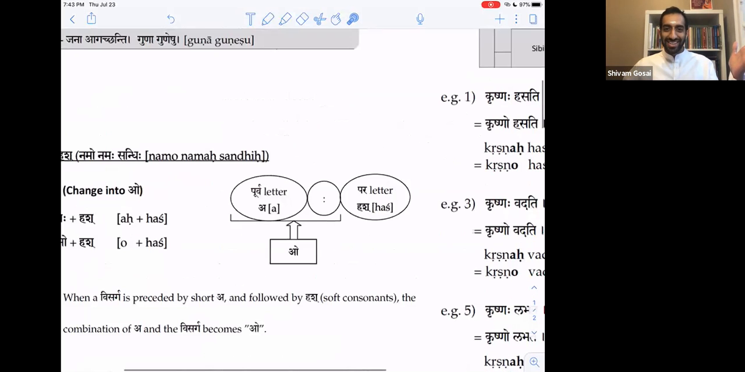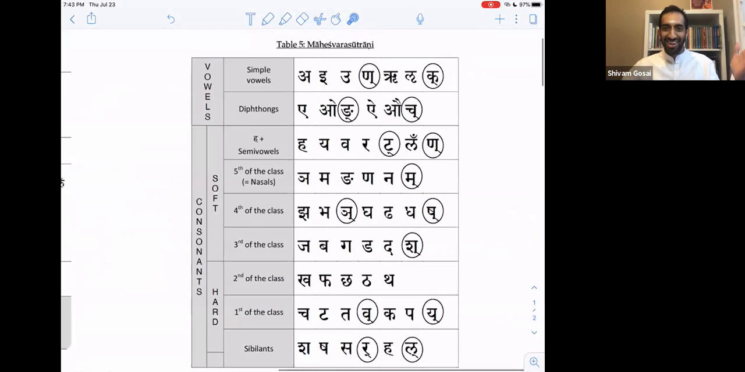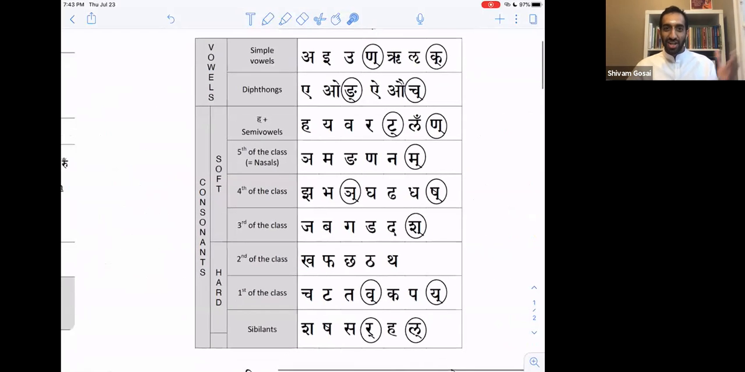You can also look at the screen because I have it conveniently located in front of you. For hush, we have to find hakara, which is up here, and shakara, all the way down here. So hush stands for all soft consonants.